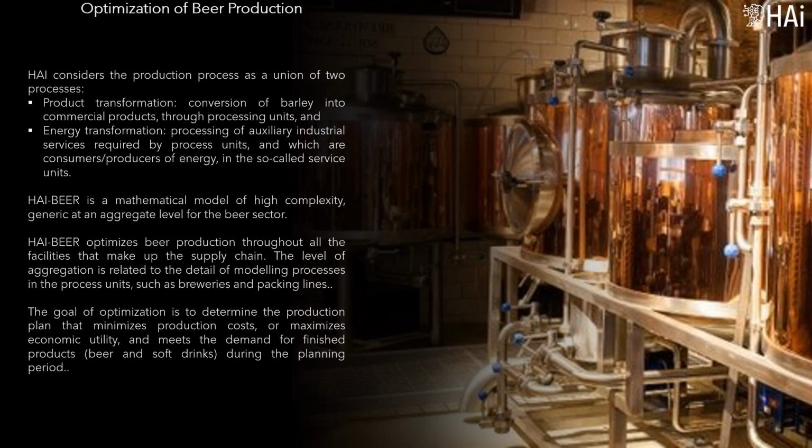High beer is a mathematical model of high complexity, generic at the aggregate level for the beer sector. High beer optimizes beer production throughout all the facilities that make up the supply chain. The level of aggregation is related to the detail of modeling processes and the process units, such as breweries and packing lines. The goal of optimization is to determine the production plan that minimizes production costs, or maximizes economic utility, and meets the demand for finished products, beer and soft drinks, during the planning period.